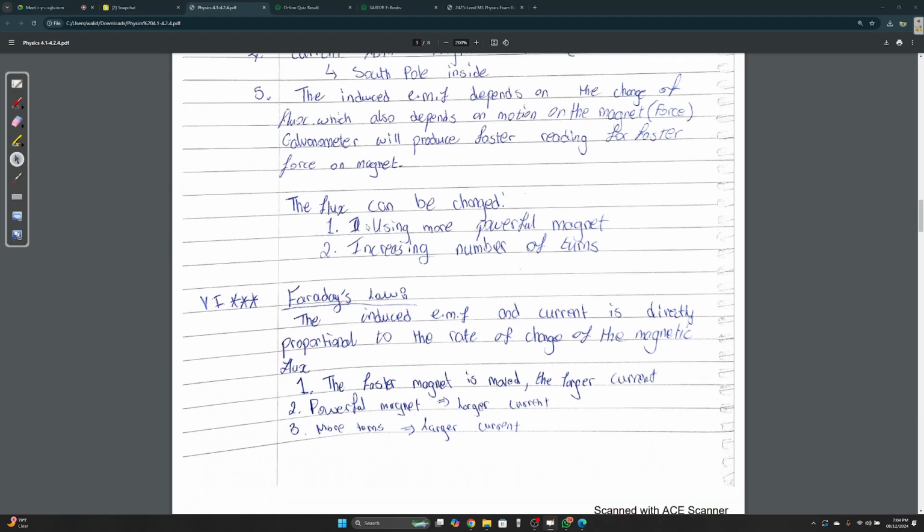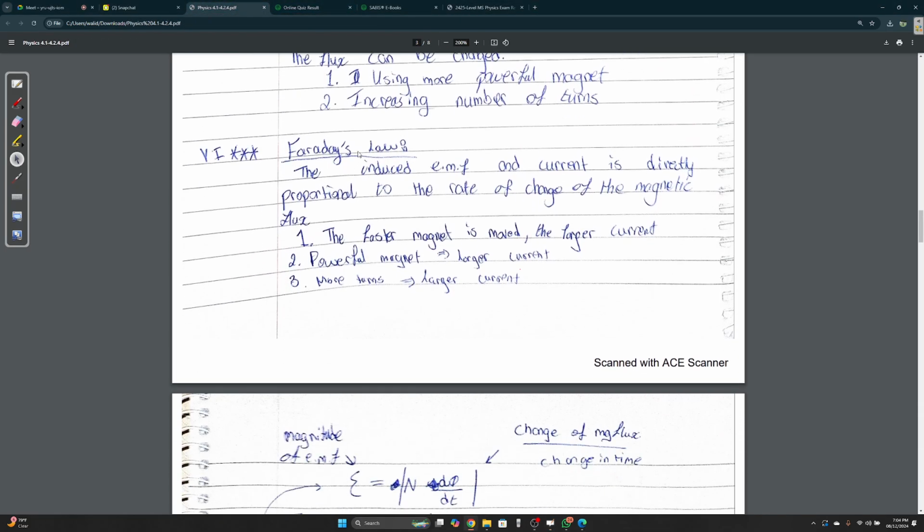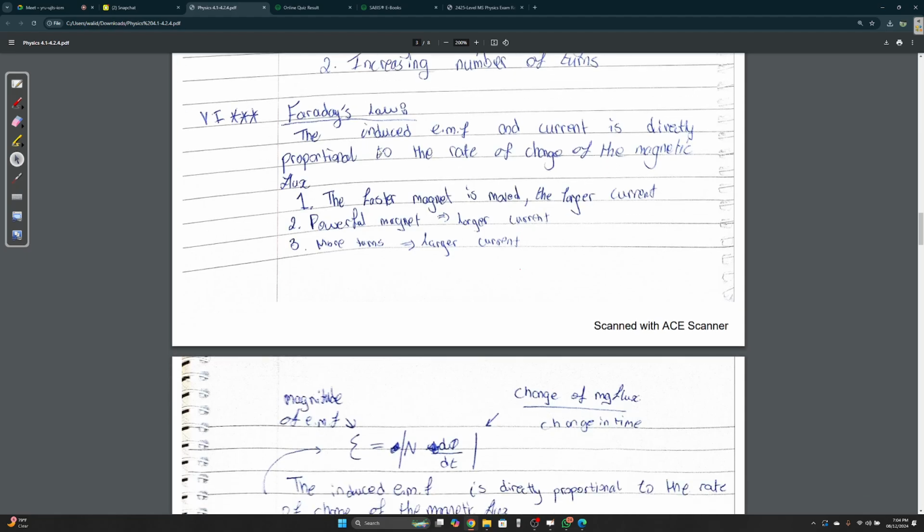Now we start with this. This is the start of what you need for the CA for week 3. How can the flux be changed? Faraday's law.